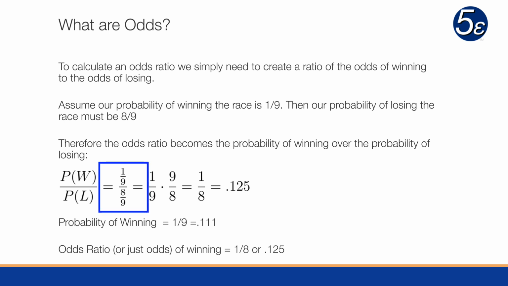We take the probability of winning, 1/9, and we put it over the probability of losing, 8/9. Using a little algebra, we end up with 1 over 8, which is 0.125. So the probability of winning is 1/9, or 0.11, but the odds ratio, or just odds of winning, is 1 over 8, which is 0.125.